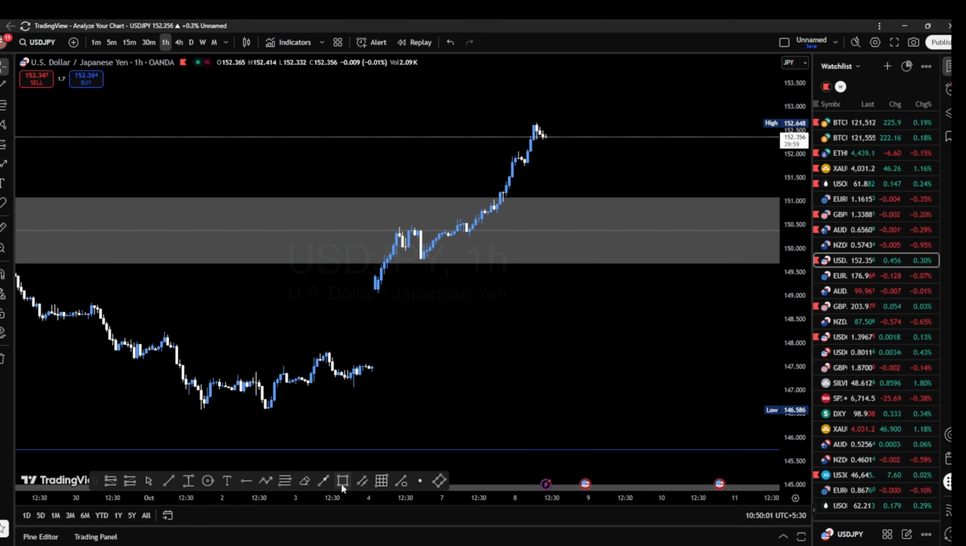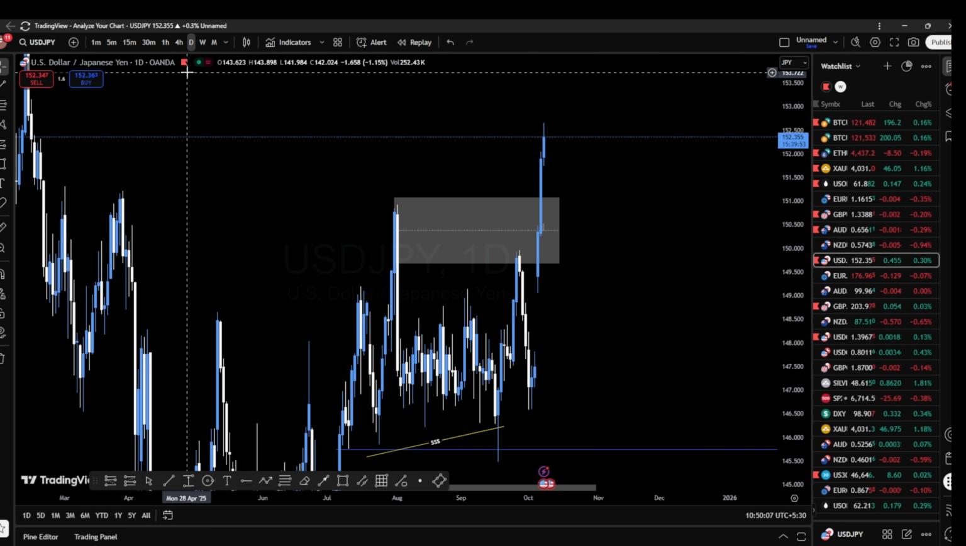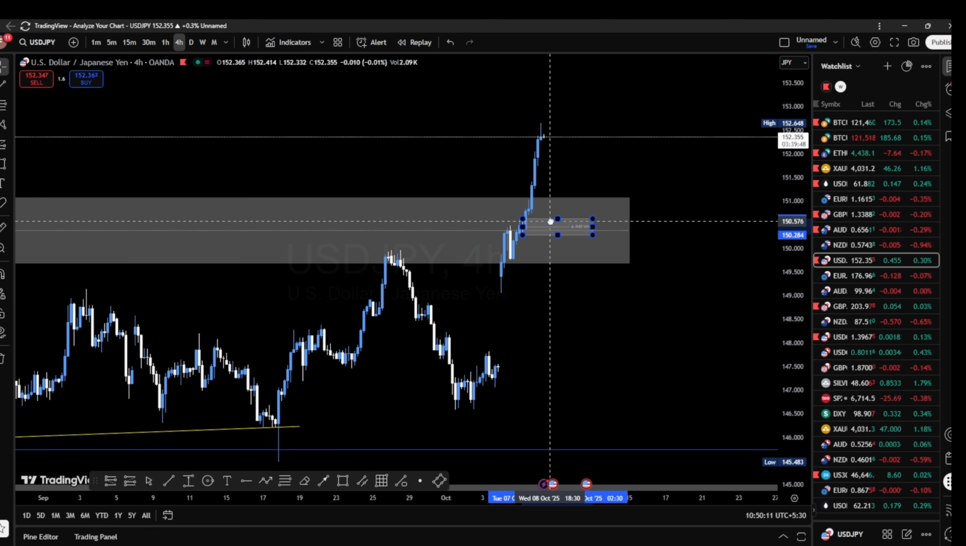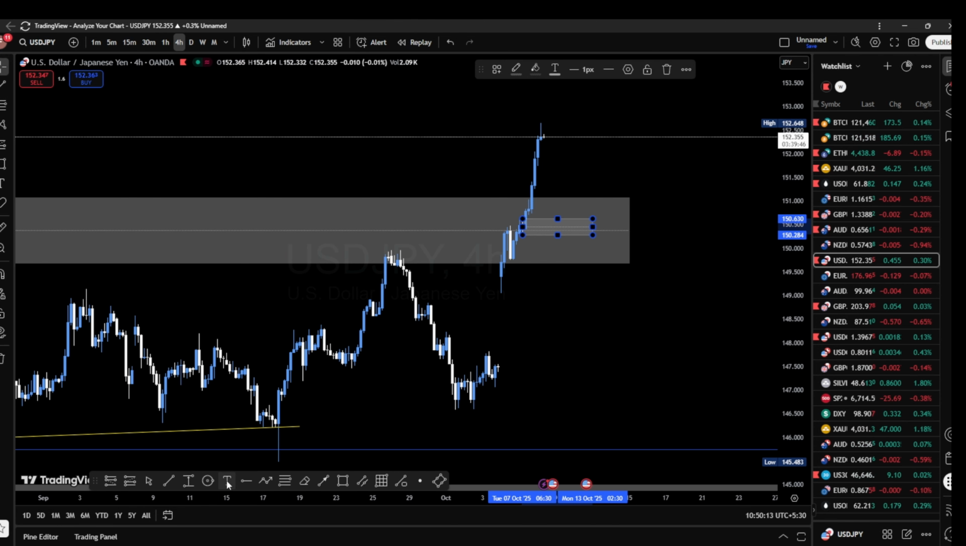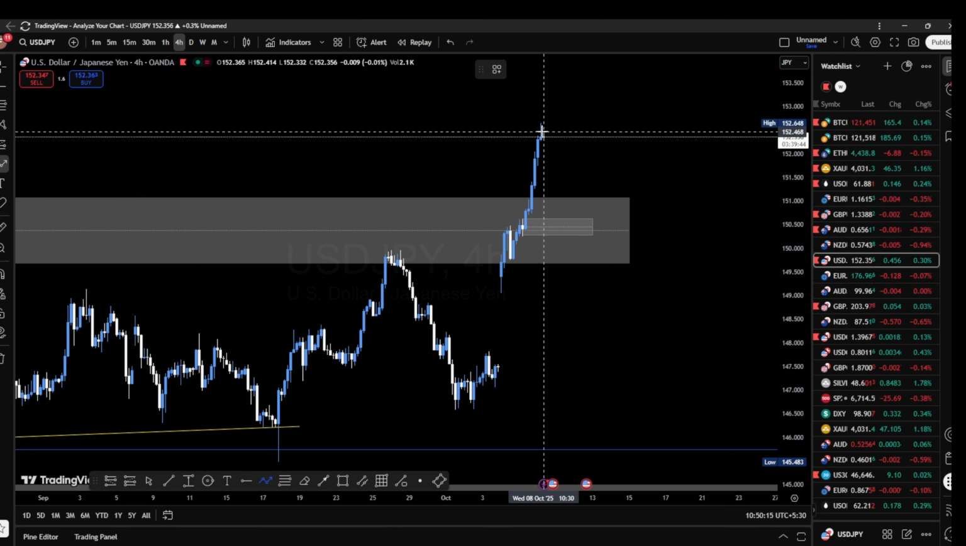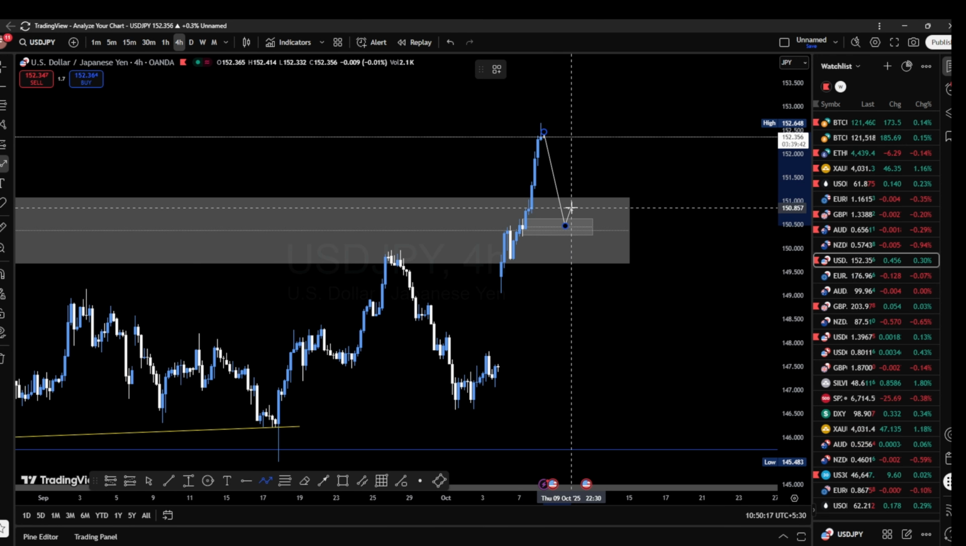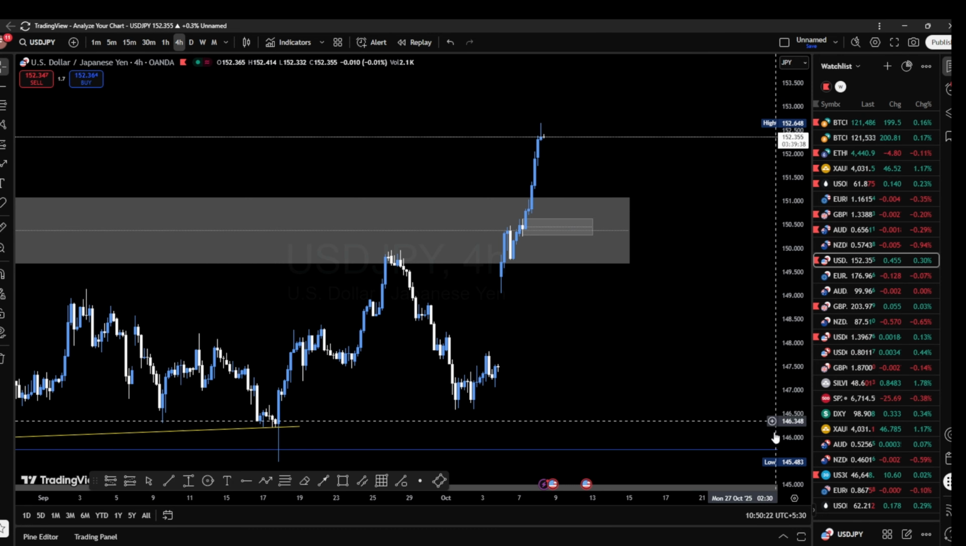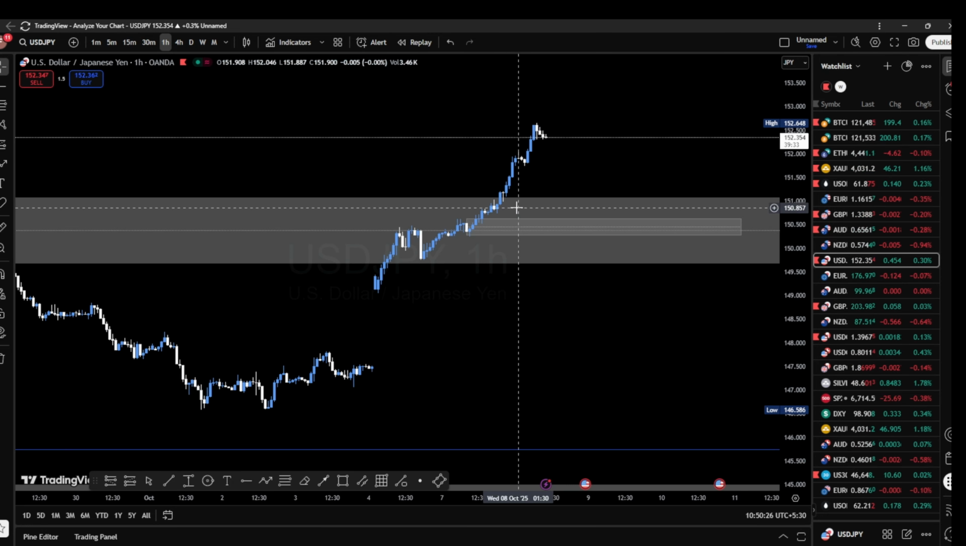If I see any opportunity, like this is a demand zone, yes, this could be a great demand zone. If the market comes here and does some retracement, I would go upside because the supply level is broken.